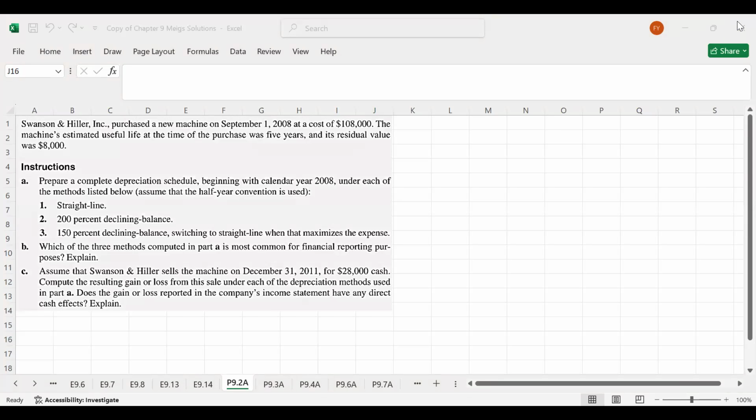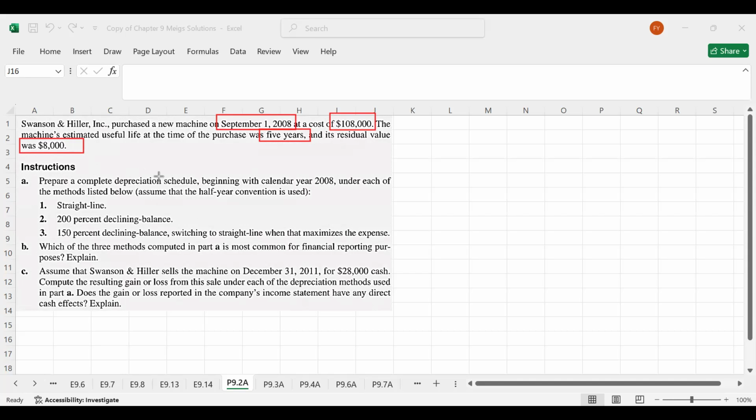The company purchased a new machine on September 1st, 2008 at a cost of $108,000. The machine's estimated useful life is 5 years and its residual value, or scrap value, is $8,000. The important thing is the machine is purchased on September 1st, which means this is a mid-year purchase.